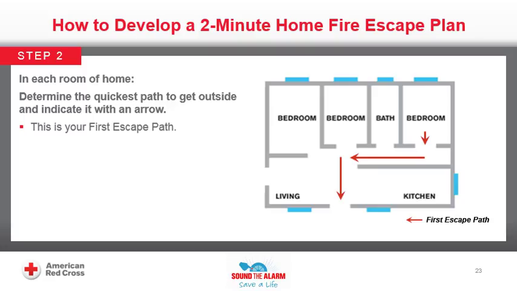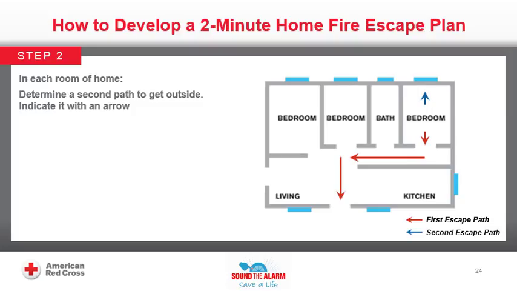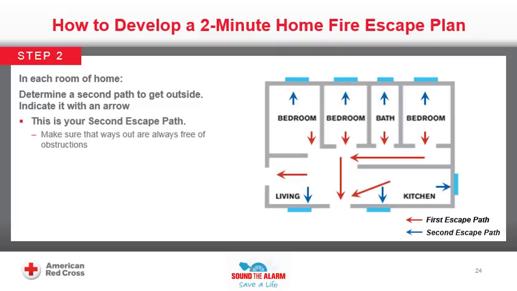Step 2. In each room of your home, determine the quickest path to get outside from each room and indicate it with an arrow. This is your first escape path. Determine a second path to get outside from each room and indicate it with an arrow. This is your second escape path. Make sure that ways out are always free of obstructions, including furniture and equipment. Make sure that windows and doors open easily, allowing for quick escape.